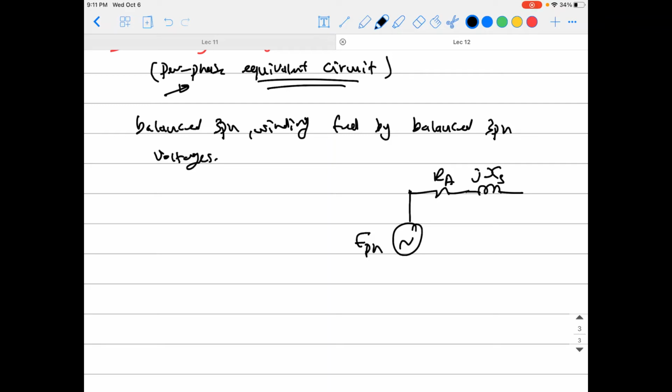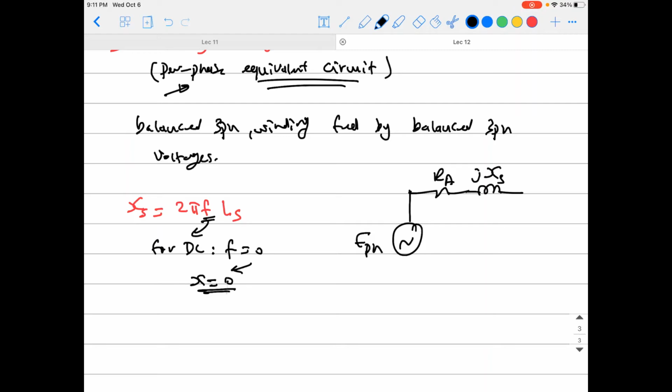So XS equals 2 pi f, the frequency, multiplied by the inductance L of the coil. It's just a coil like you had before in your circuit courses. For DC, the frequency equals 0, and that means XS equals 0. So in DC machines the coils have inductance, but the reactance is 0, because the reactance depends on the frequency, and because it is DC excited, you will not have reactance.